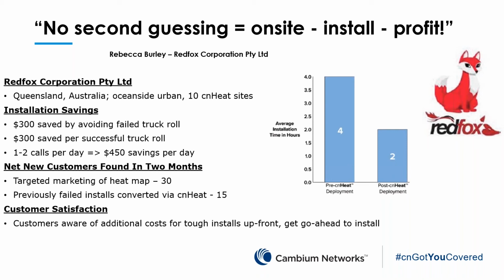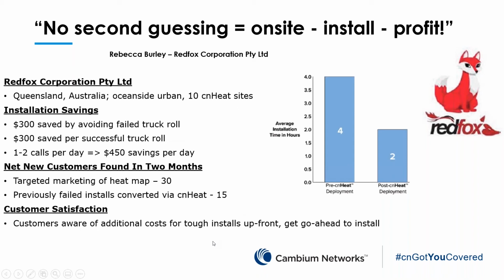And then what they also did is they went through the heat map of failed installs where they tried to install and they couldn't, and they used the heat map to figure out, oh, we didn't try here, and they found 15 more new customers that they couldn't previously serve before. So in 2 months, they've had 45 net new customers on these 10 sites.